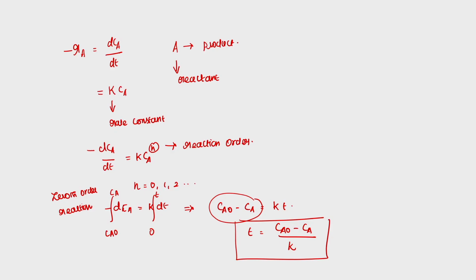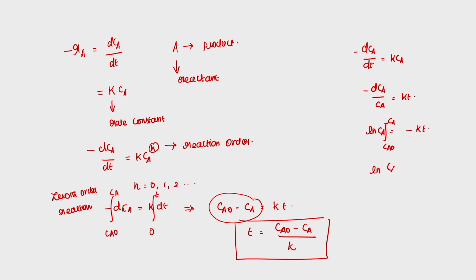This is 0th order reaction. The 1st order reaction, so you will have minus dCA upon dt, which is equivalent to k Ca power 1. So, minus dCA upon Ca, which is equal to kt. So, this is ln Ca, which is Ca naught to Ca. So, I will bring minus here kt.